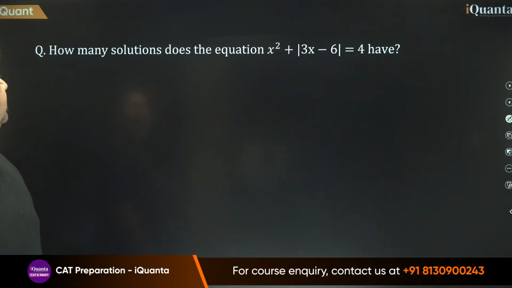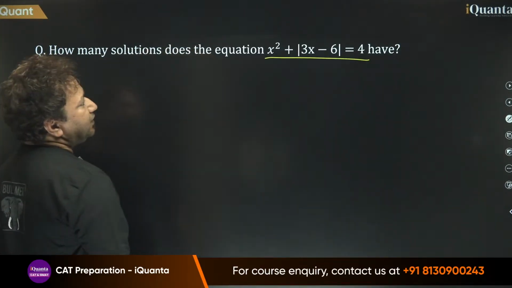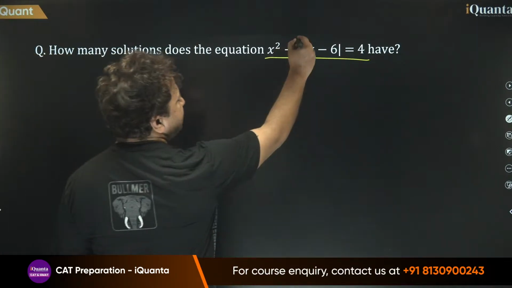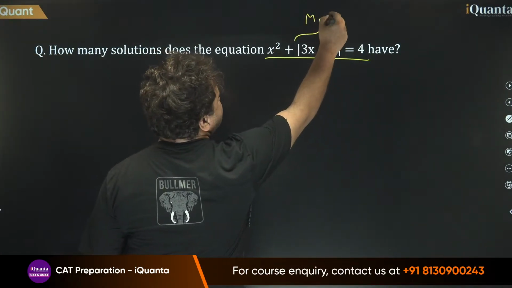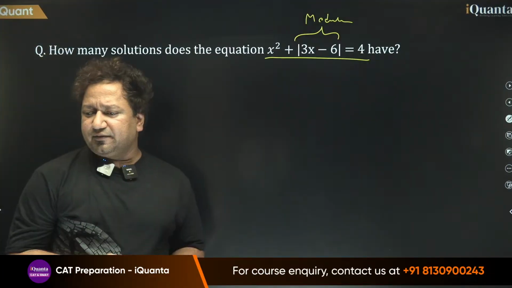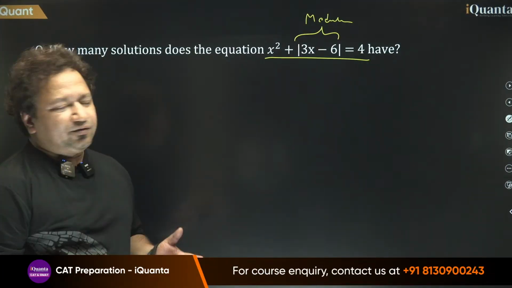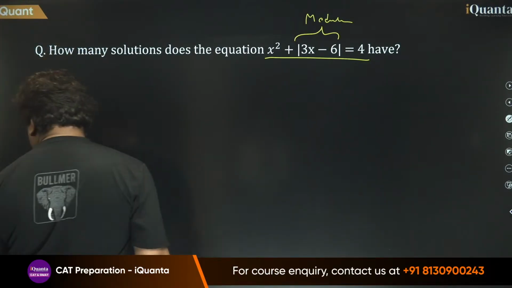The first one: how many solutions does this equation have? Here you see this part is in modulus. Modulus means anything that is negative becomes positive, and if something is positive, it remains positive. Basically, it's the absolute value. So what I can do is take two cases.